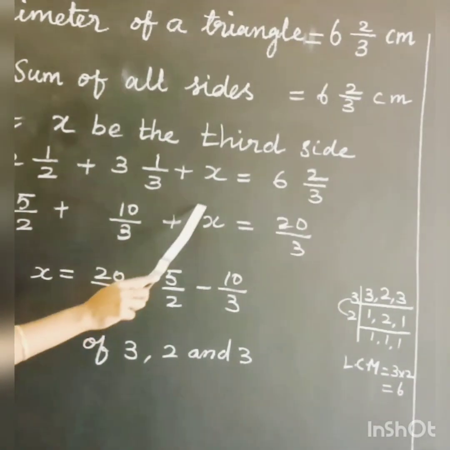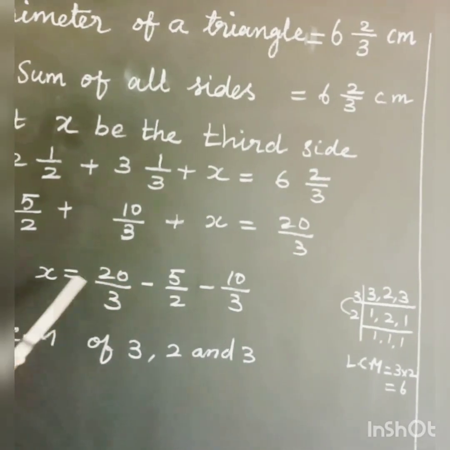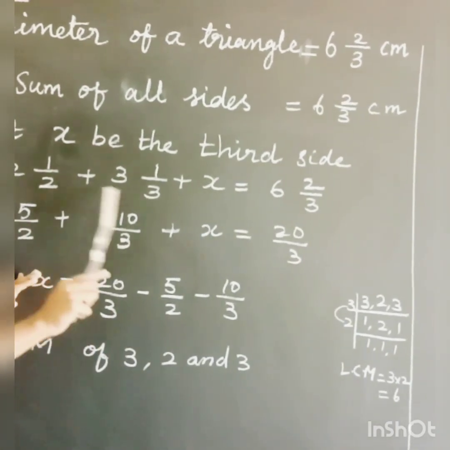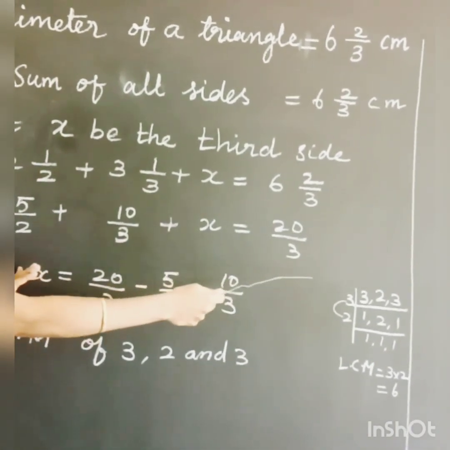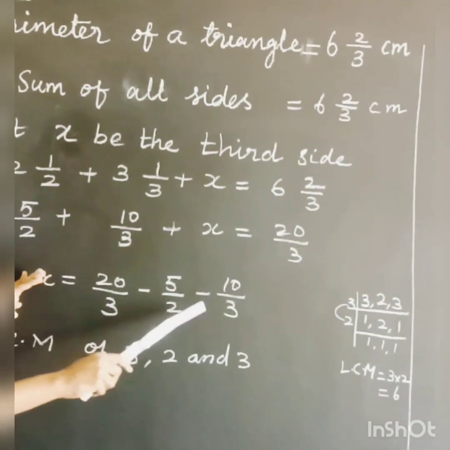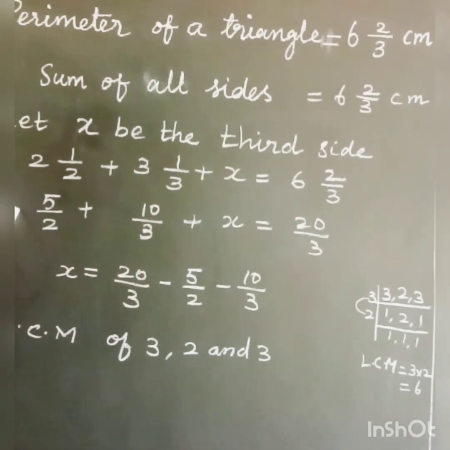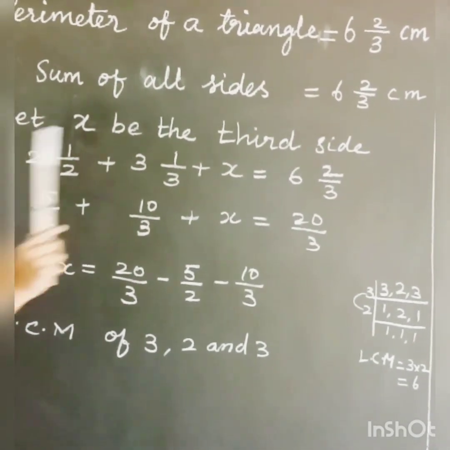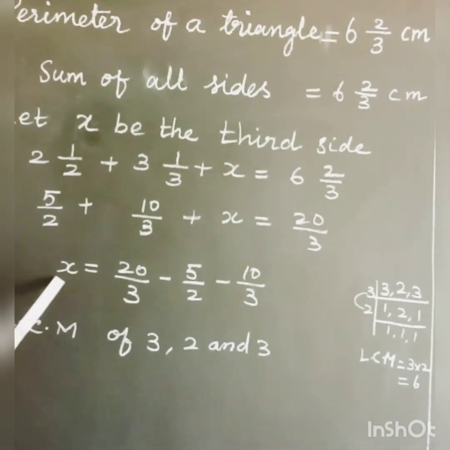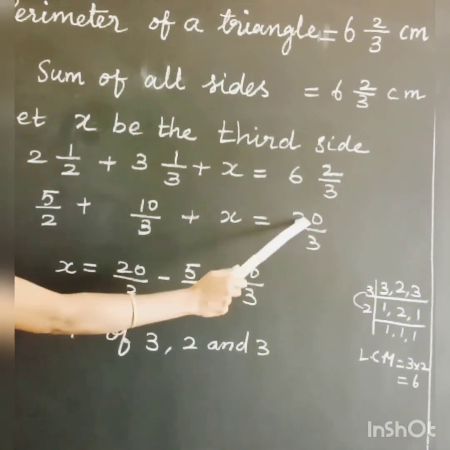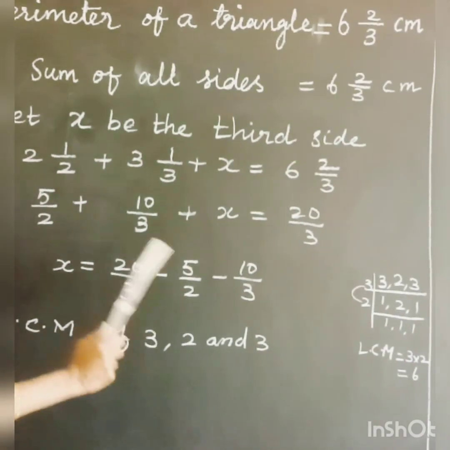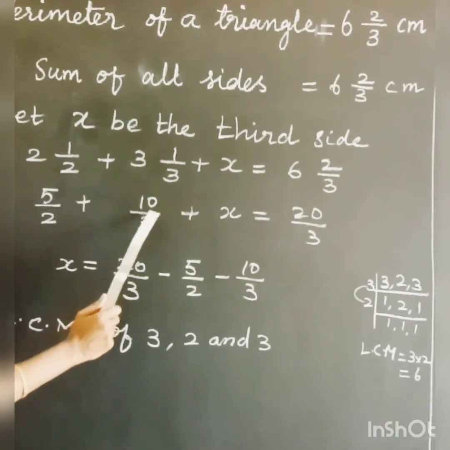And then we have to find only the third side. So x, keep it on this side, your left hand side. The remaining improper fractions we move to the right hand side. The plus sign becomes minus. There is no sign before the number, which means it is plus. This plus becomes minus 10 divided by 3.